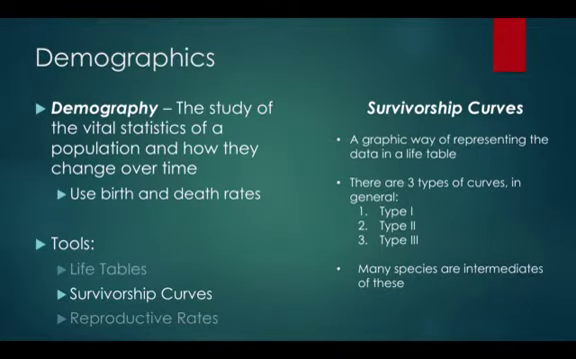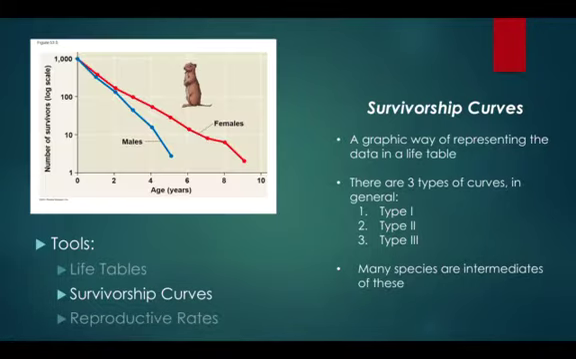Next, we have survivorship curves. Survivorship curves are a graphic way of representing data in a life table. There are 3 main different types of curves in general, type 1, 2, and 3. Many species are intermediates of these, but in general, there are 3 different types of curves.